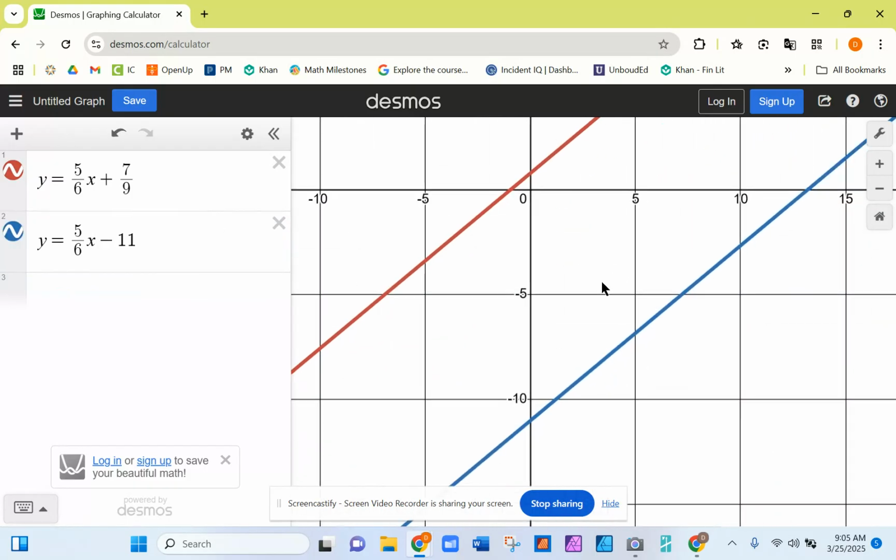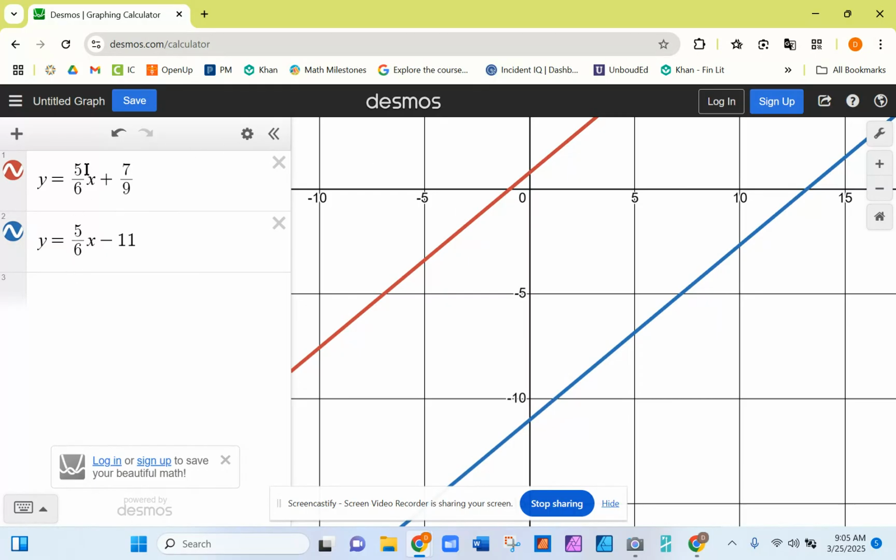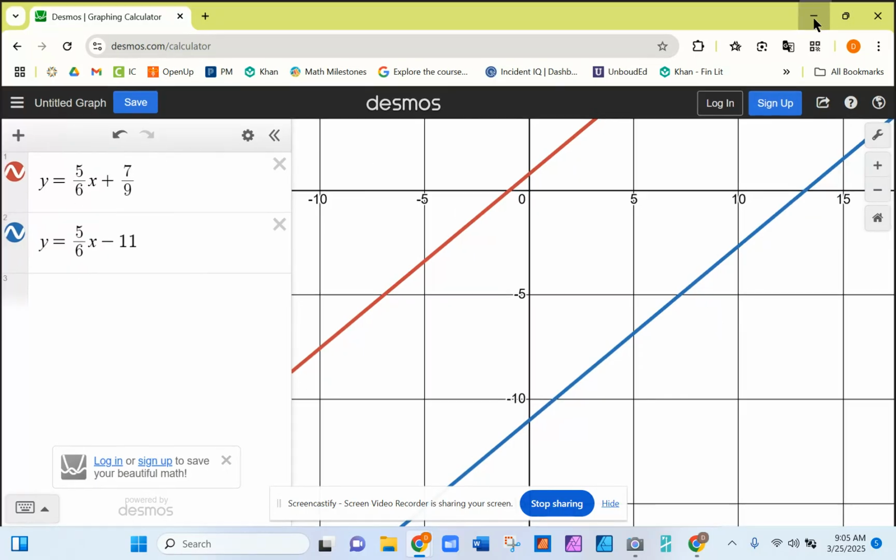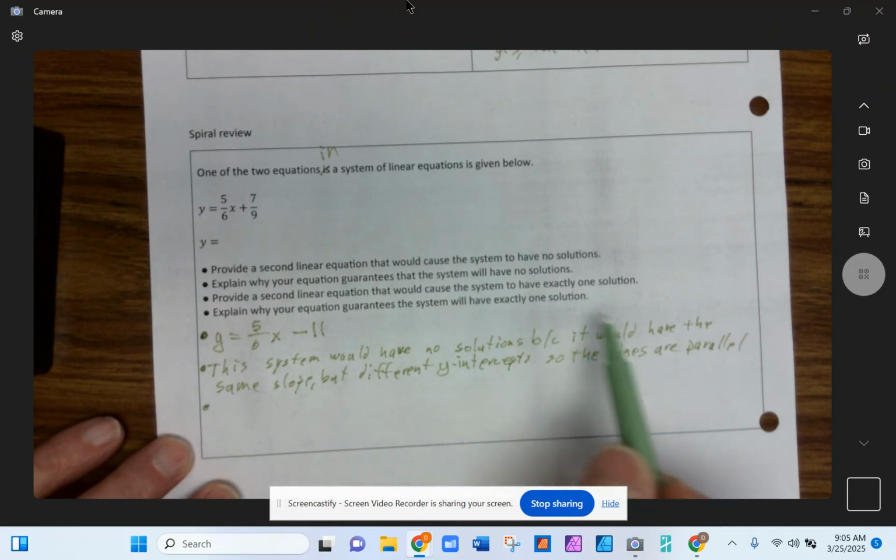We'll have to zoom out of it. You can see that these lines are parallel. They're not going to touch, but they do have the same slope, right? That 5/6, right? Okay.